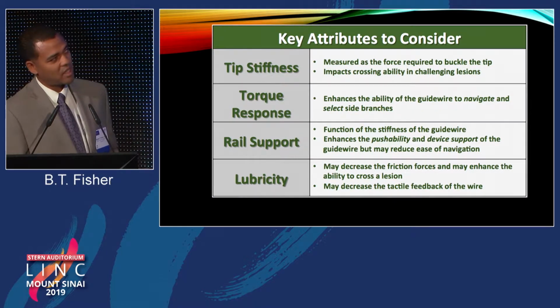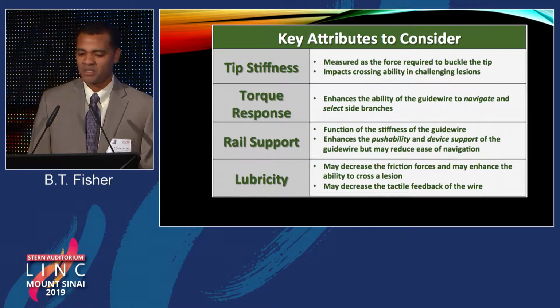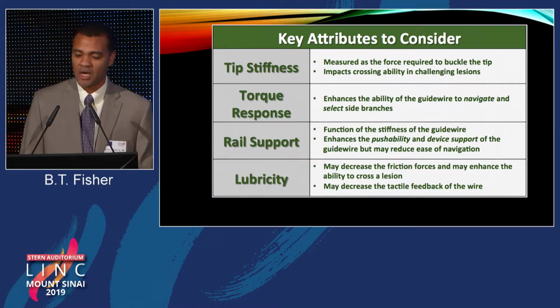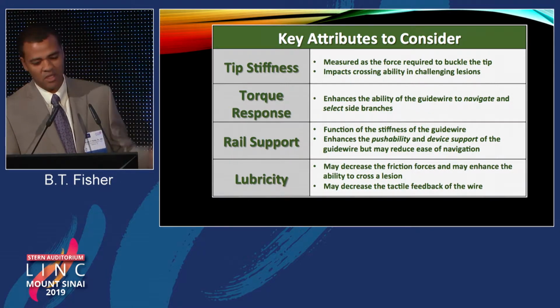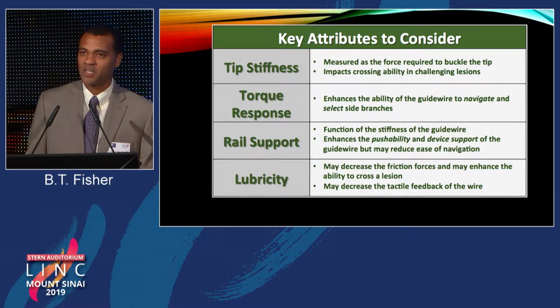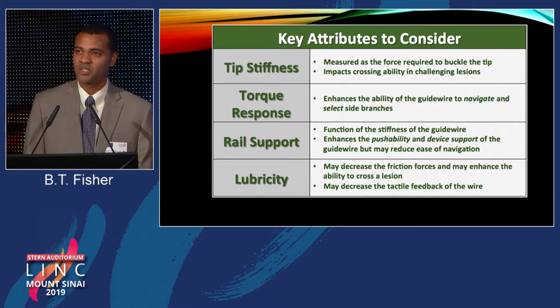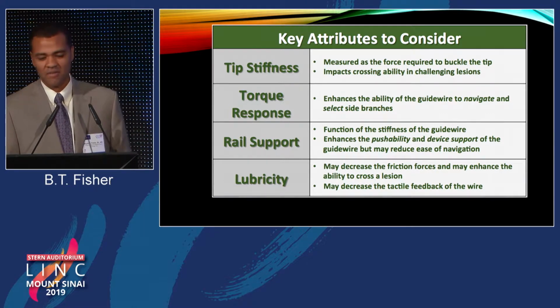So when you're talking about wires and catheters, some of the key attributes to think about is the tip stiffness, the force required to buckle the tip, and that impacts the crossing ability in challenging lesions. As you can see in the case that Andre is doing right now, that's the idea: being able to get the wire to buckle and giving you a little bit of rail to get through the lesion. Finally, the torque response enhances the ability of the guide wire to navigate and select side branches as needed.